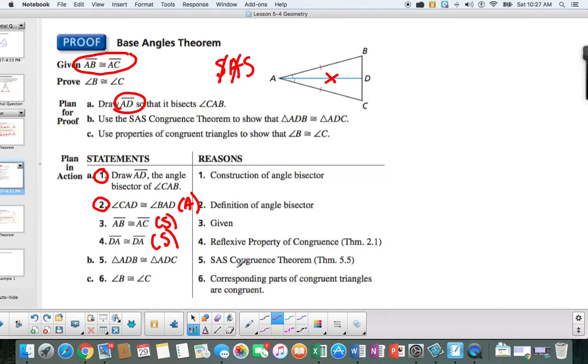Now, why is this going to be helpful? Well, this is going to be helpful because we've used a shortcut to get the triangles congruent, but the other parts that we didn't use, the other two angles and the side that we didn't use, are also congruent. So this angle B is now congruent to this angle C. Remember, here's angle B and here's angle C. Since we've proved that they're congruent, this is the statement we use: corresponding parts of congruent triangles are congruent.